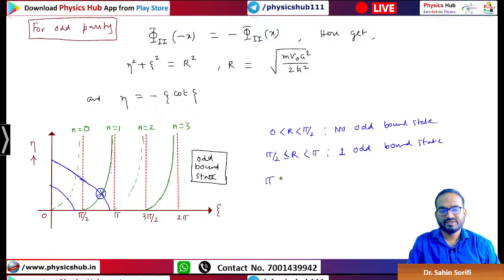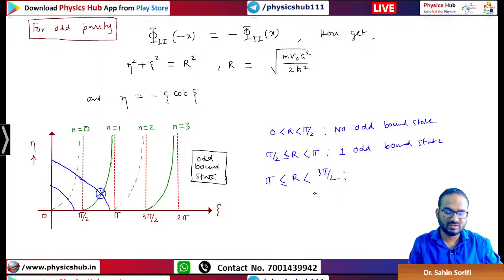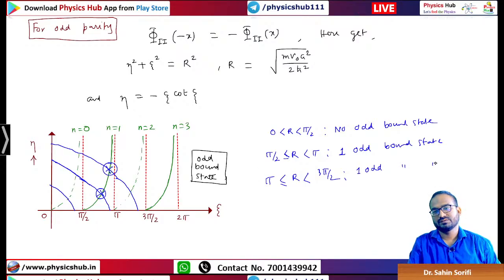Now when you choose your radius between pi to 3 pi by 2, how many odd bound states will be there? Pi to 3 pi by 2. So you will take a radius like this. It is cutting at only one point. Here also one odd bound state.